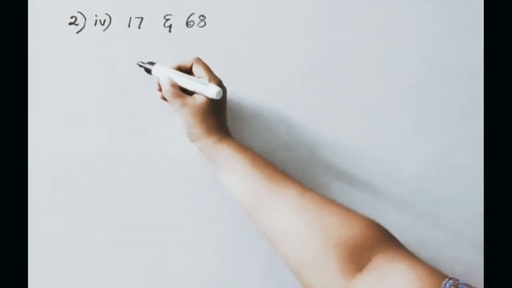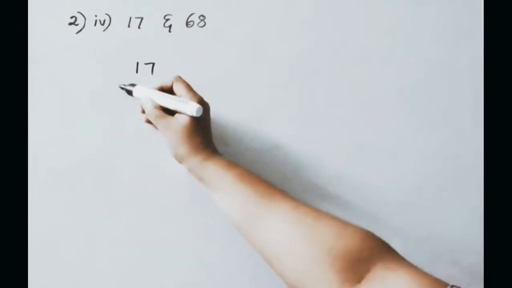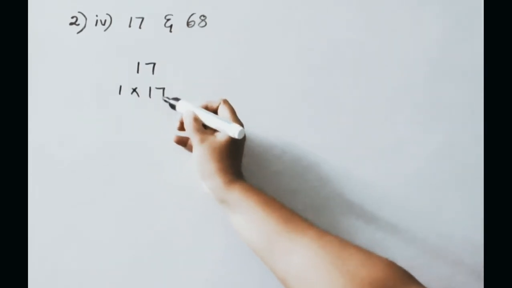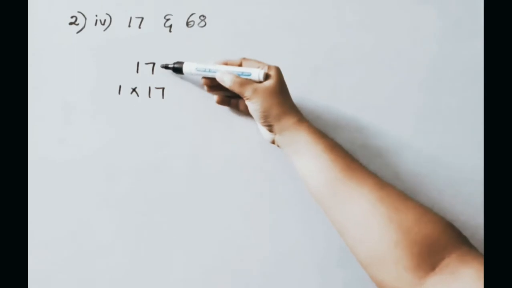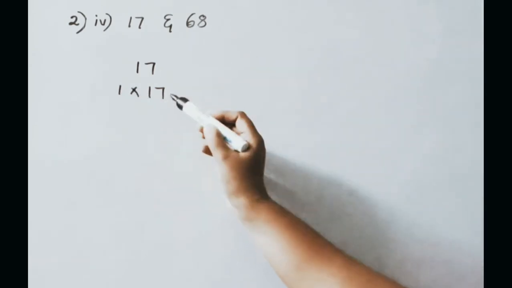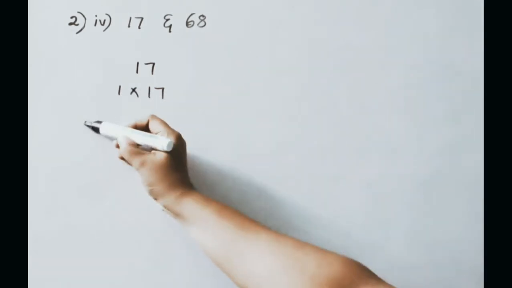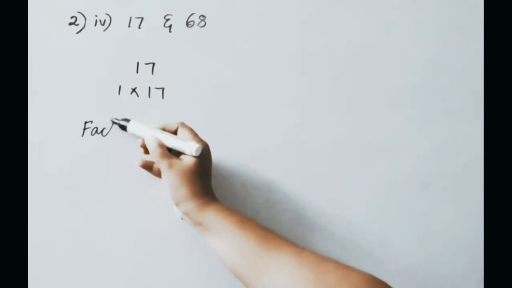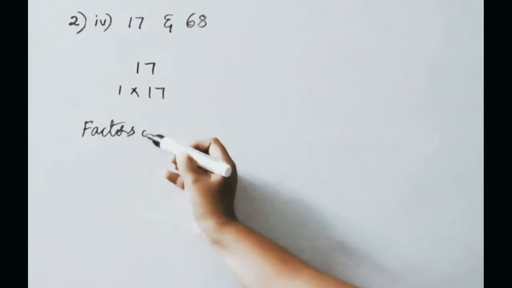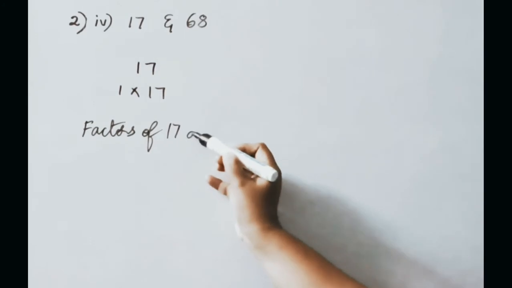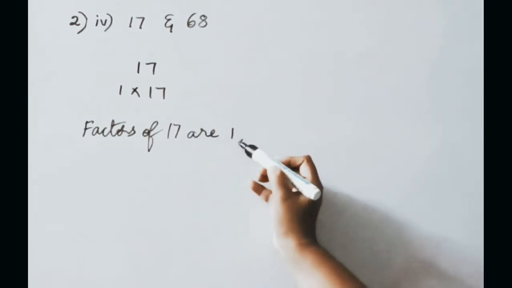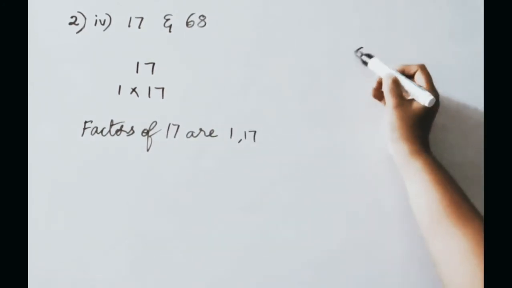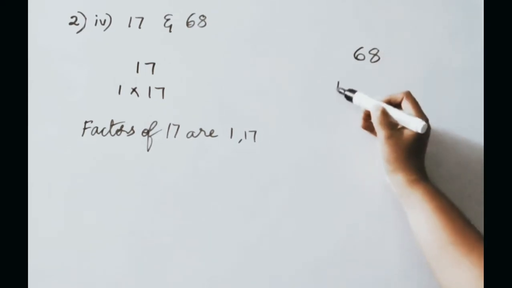See now, fourth sum. 17, we need to find factors. 1 into 17. 17 is a prime number. It has two factors, that is 1 and 17. So write down factors of 17 are 1, 17.